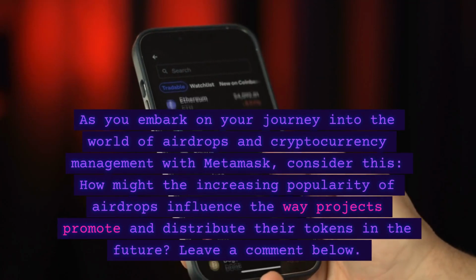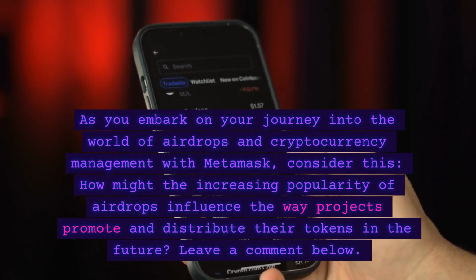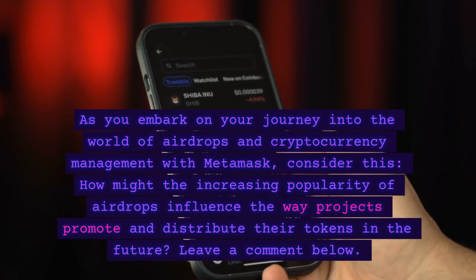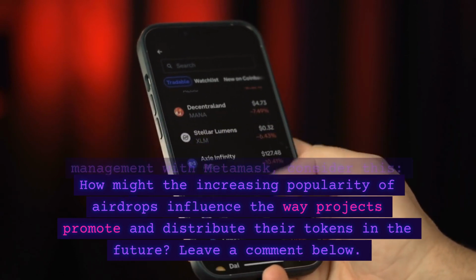As you embark on your journey into the world of airdrops and cryptocurrency management with Metamask, consider this: how might the increasing popularity of airdrops influence the way projects promote and distribute their tokens in the future?